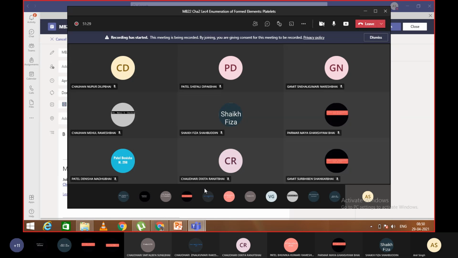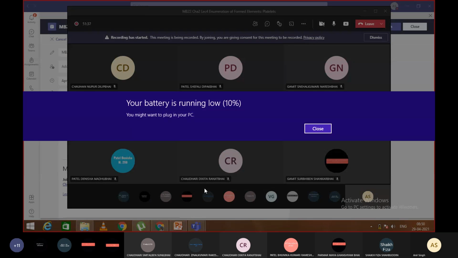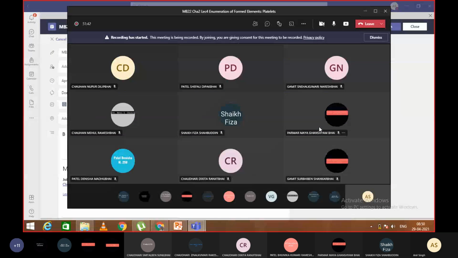When a person is suffering from dengue, it is necessary that his platelet counts are monitored at frequent intervals during the disease. So this is all about the platelet counting.